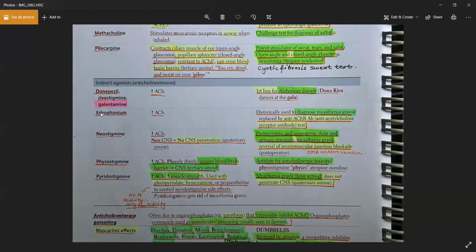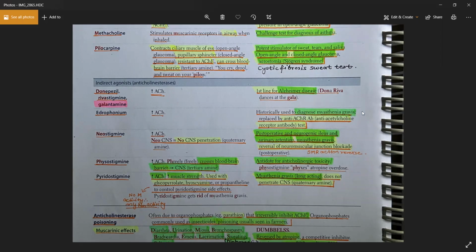Then comes the edrophonium, which is used to diagnose myasthenia gravis. How do you use this drug to diagnose it? See, if you are already giving a patient too much of a cholinomimetic agent, what is going to happen? The receptors on the muscle will be desensitized, and what you will get are symptoms just like myasthenia gravis.